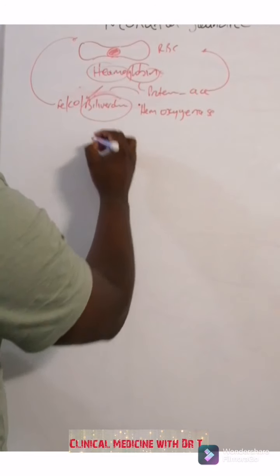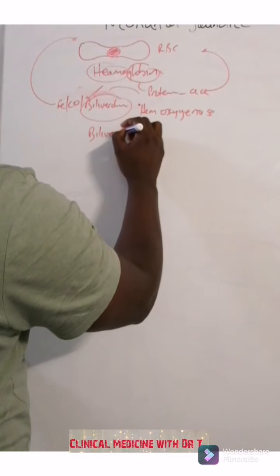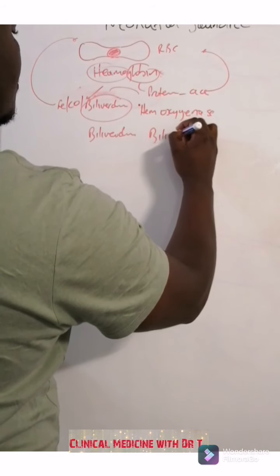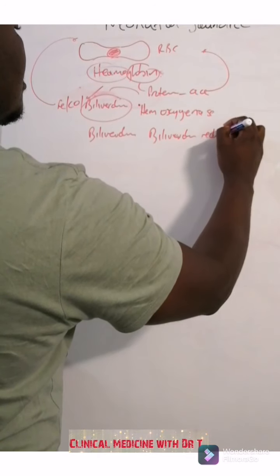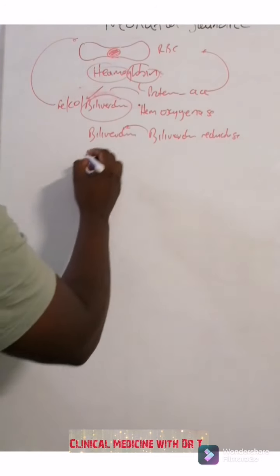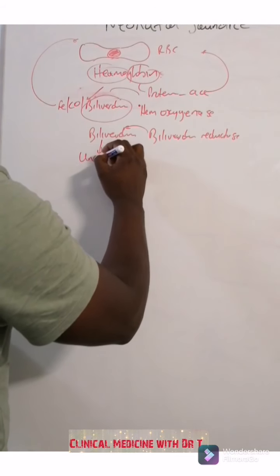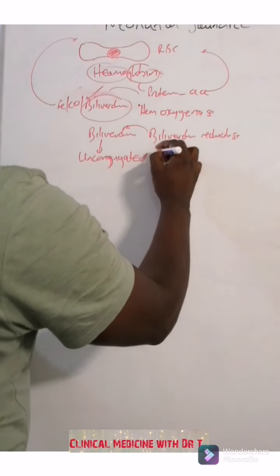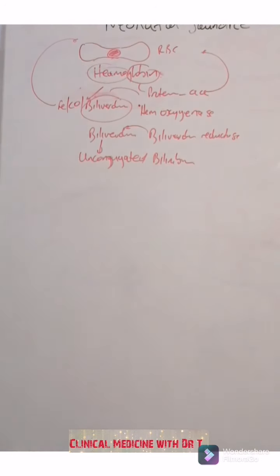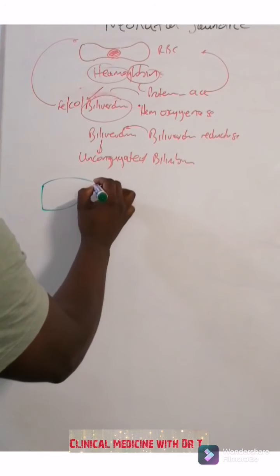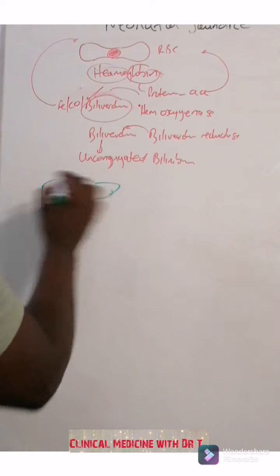But now bilirubin, now we have our bilirubin. There's an enzyme called bilirubin reductase that will come and act on this bilirubin molecule and produce unconjugated bilirubin. Unconjugated bilirubin needs to be transported to the liver for conjugation, right?